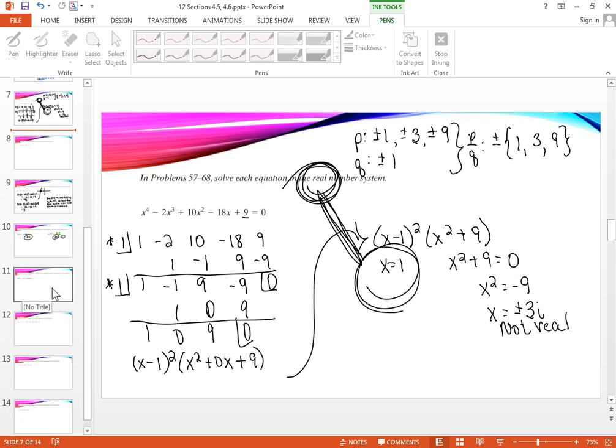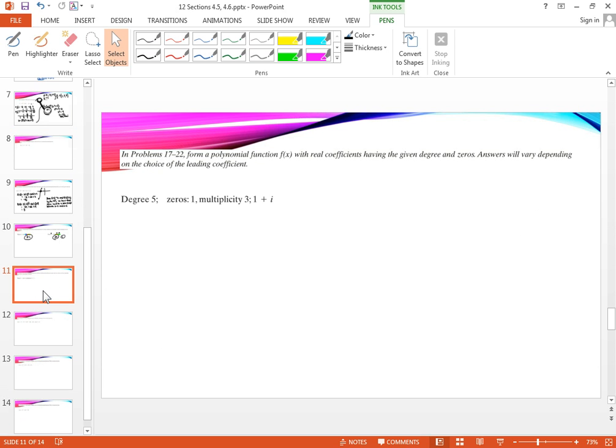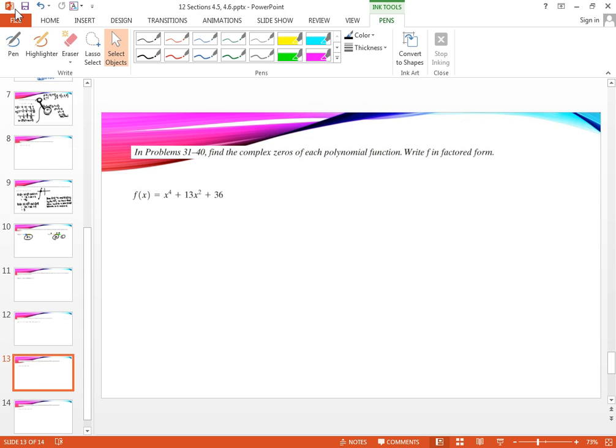All right. Form a polynomial function with real coefficients having given degree and zeros. Answers will vary depending on the choice of leading coefficient. Okay, so we want to find the complex zeros, and we want to write this thing in completely factored form.